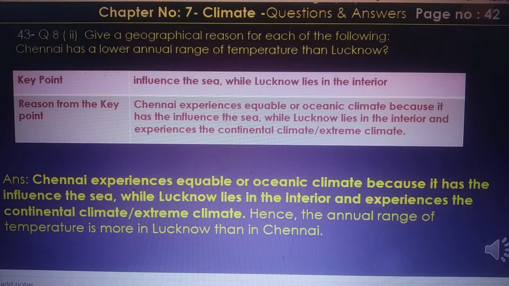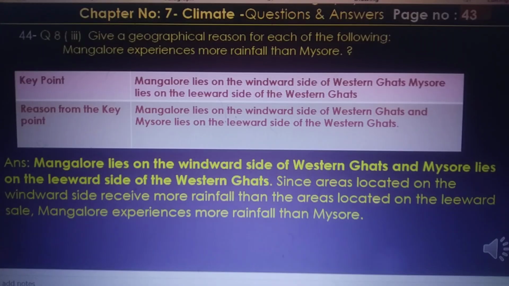Question number 43. Give geographical reasons for each of the following. Chennai has a lower annual range of temperature than Lucknow. Chennai is influenced by the sea, while Lucknow lies in the interior. Key point: Chennai experiences an equable or oceanic climate because it has the influence of the sea, while Lucknow lies in the interior and experiences a continental and extreme climate.